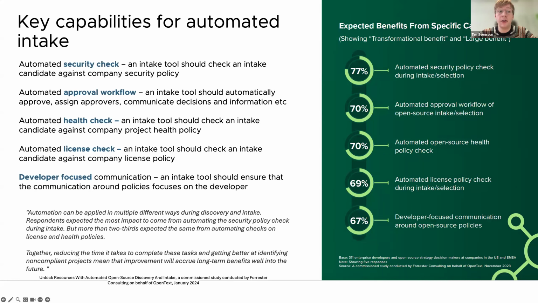Then automated approval workflow. An intake tool should automatically approve, assign approvers, communicate decisions and information, etc. during open source intake. And then at 70% again, we have automated health check. An intake tool should check an intake candidate against company project health policy. And also license checking. It should also check against company license policy automatically at intake.